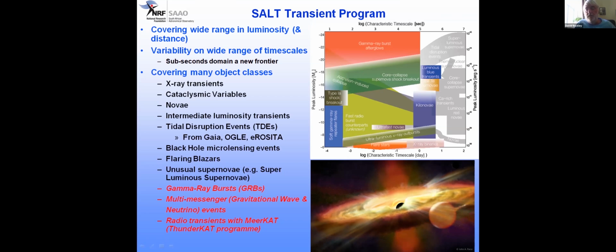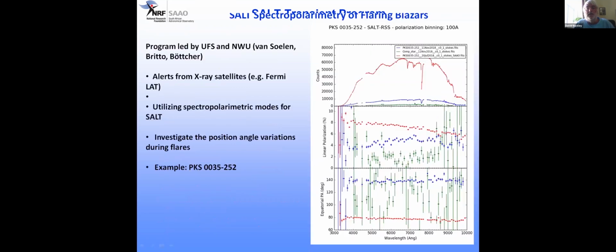And then, of course, we mustn't forget MeerKAT, which has been operating for 2 years now, nearly 3 years, which also has a transient program called ThunderCAT. And so in the last 2 years, we've started to do coordinated optical radio observations of transients as well. So I'm going to show just a few examples of things that we've done.